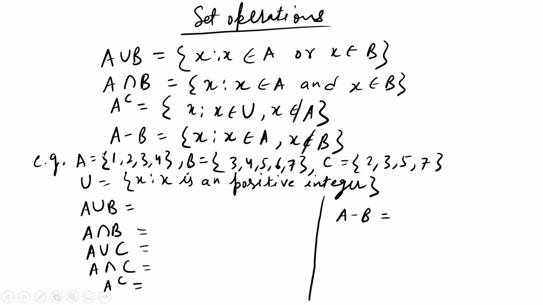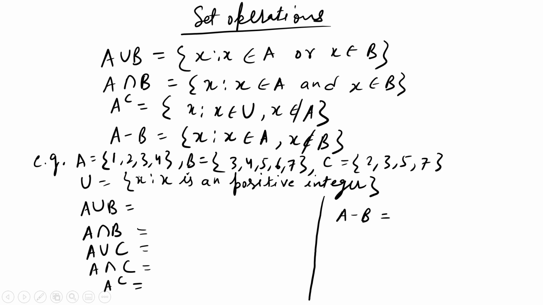For example, A is the set that has the elements 1, 2, 3, 4. B has the elements 3, 4, 5, 6, 7, and C has the elements 2, 3, 5, 7. And we have the universal set capital U equal to the set of positive numbers. So U is the set of x such that x is a positive integer.